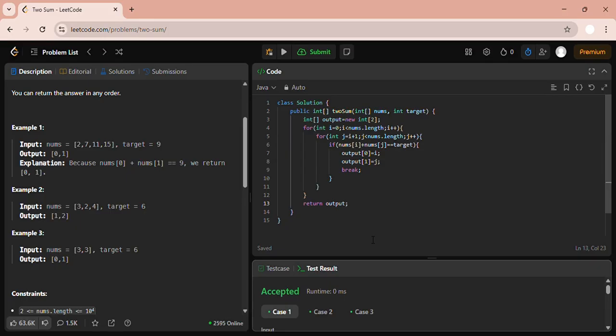Okay. Since we use two nested loops, every possible pair is checked. This gives us a time complexity of O of n squared. The space complexity is O of 1 because apart from the output array, no extra space is used.